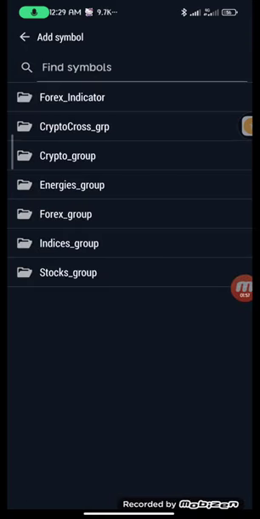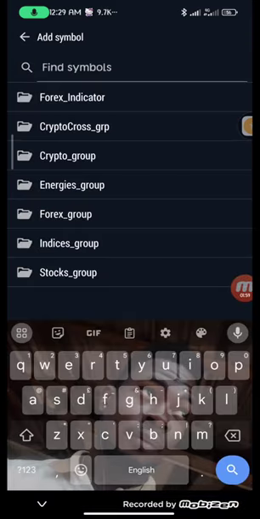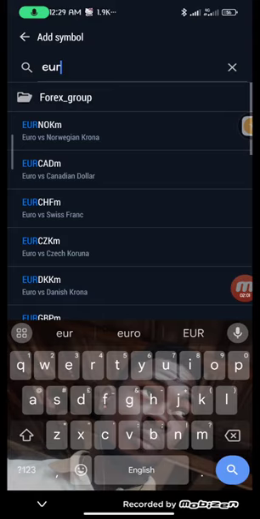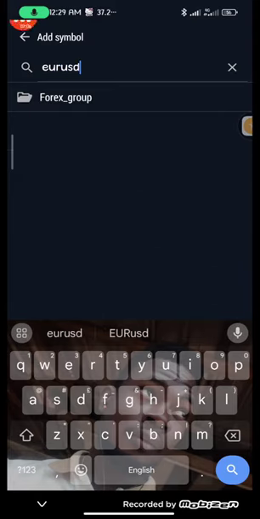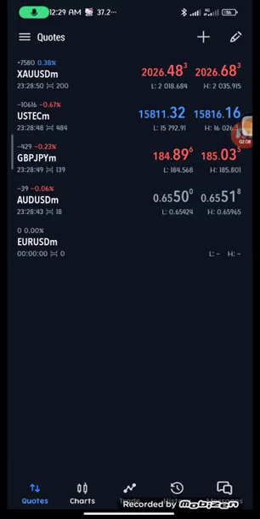Let me add EUR/USD. Click on the symbol, EUR/USD. As you can see, I've added it, and go back. All right, as you can see here, we have EUR/USD added to our watch list. Okay, that's for that.